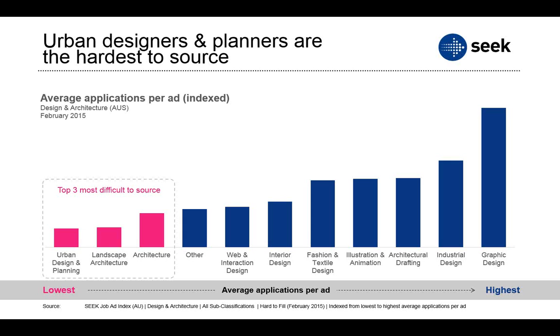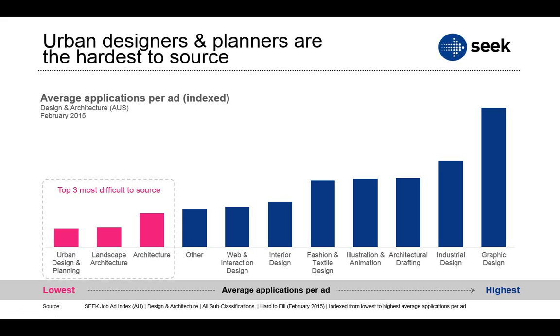Now, it indexes our applications per ad. So we don't publish absolute numbers. What we publish is the indexed rate of applications. So let's imagine urban design and planning are getting 1 application per ad. Then landscape architecture is getting around the same. Architecture is probably getting close to 2, maybe 1.5 to 2, and then others getting about 2. And same for web interaction, interior design, but then it probably jumps up to about 3 for fashion and textile design. So you can start to see on a scalable level where you'll actually get more candidates or less candidates. But what we've done is we've highlighted those 3 that are most difficult to resource for, just to use as an example in today's session.